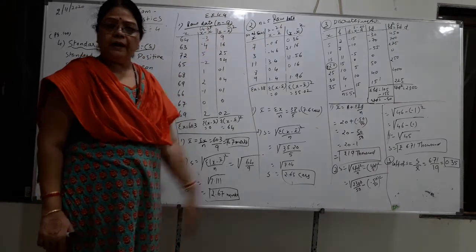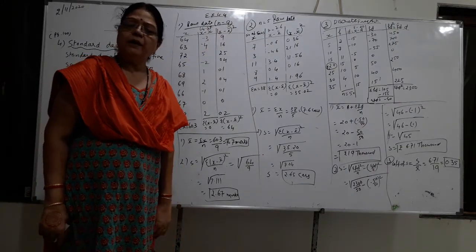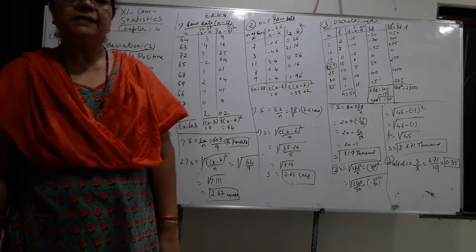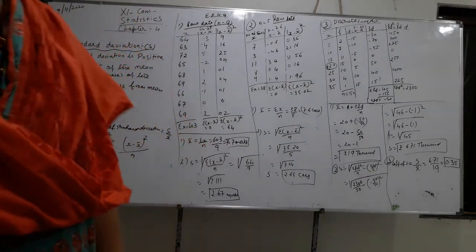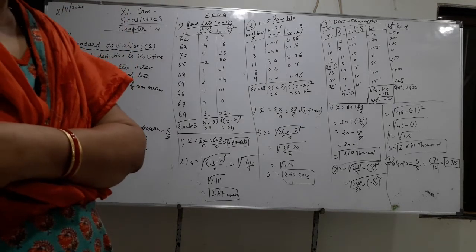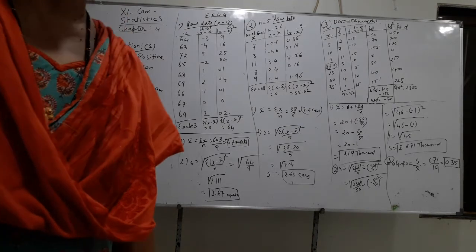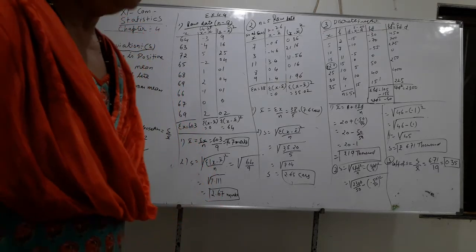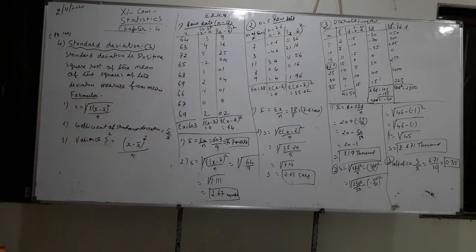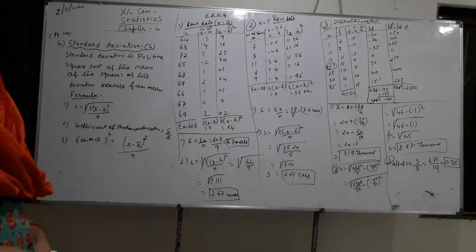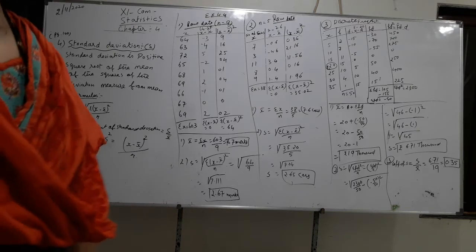Two are raw data, sigma x upon n, and the other one is sigma FD upon n, that is A plus sigma FD upon n. Okay, so this you can try with fx method also. That is, mean we can find out by fx upon n also. So you can try. I have shown you the shortcut method. Okay, now the next sum is continuous frequency distribution.